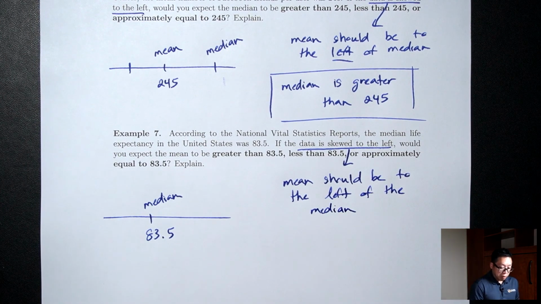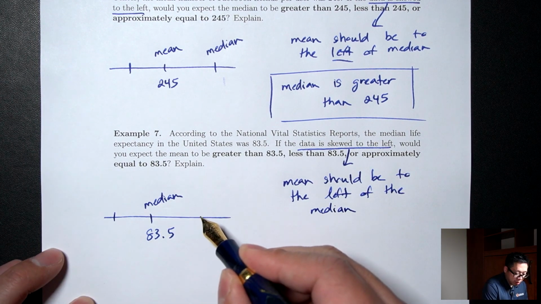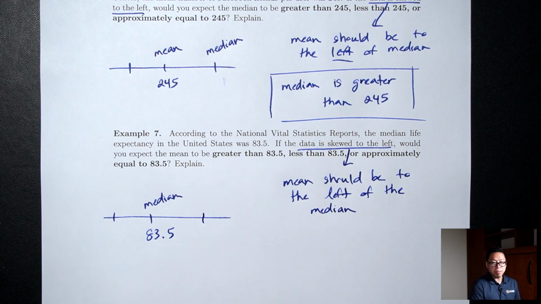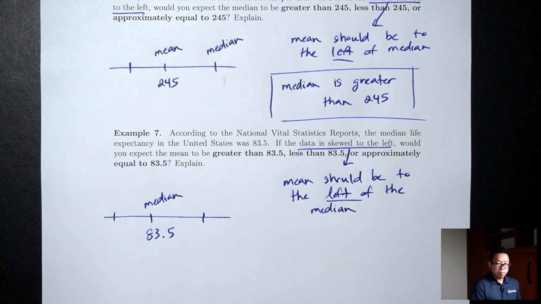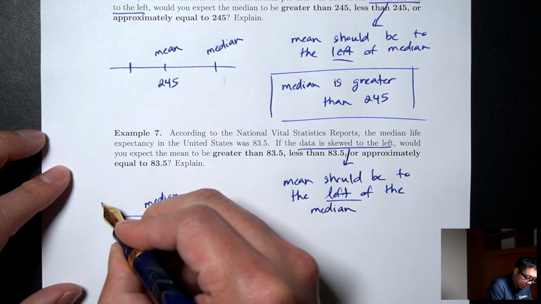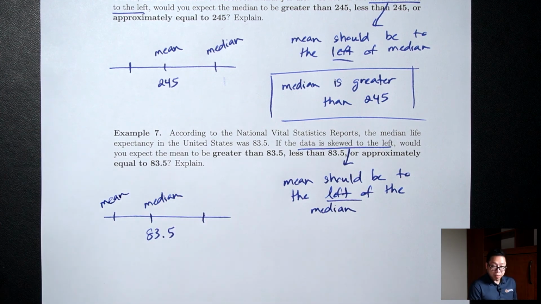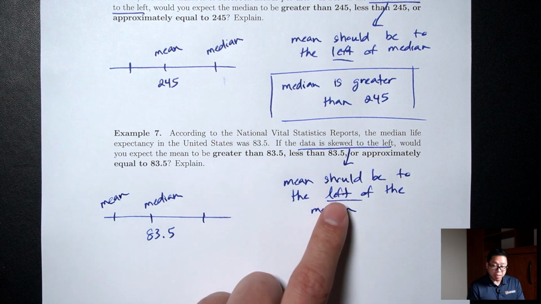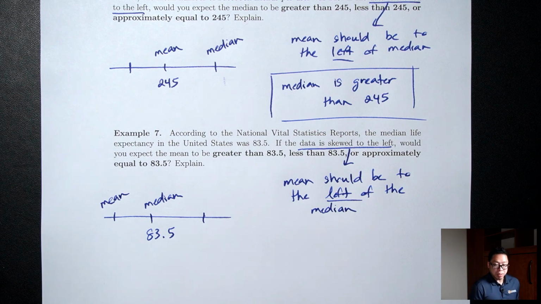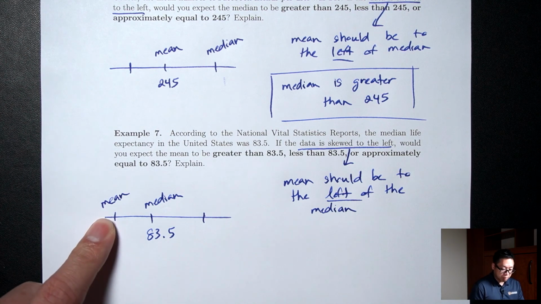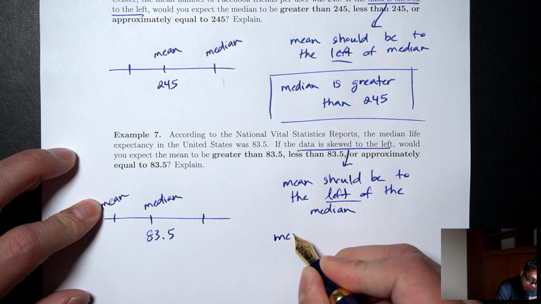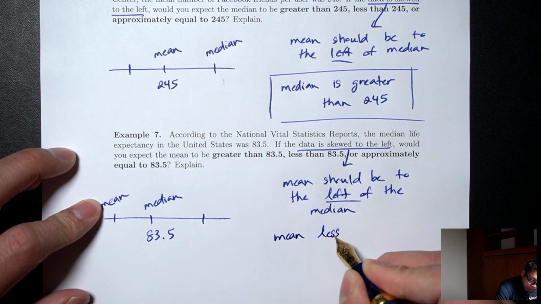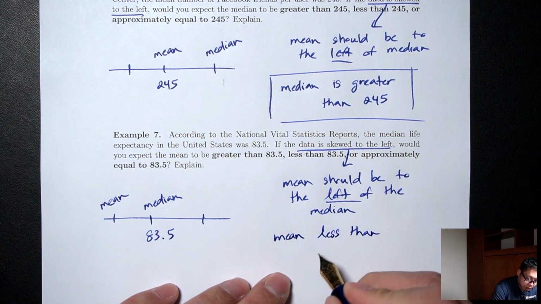And now the question is, where should you put the mean? Here or here, so that it is to the left of the median? Well, you would put it right here. If I do that, then the mean is to the left of the median, exactly like I want it. And now what does this mean? This means that the mean is less than, because it's to the left. So being to the left means you're less than. The mean is less than 83.5.